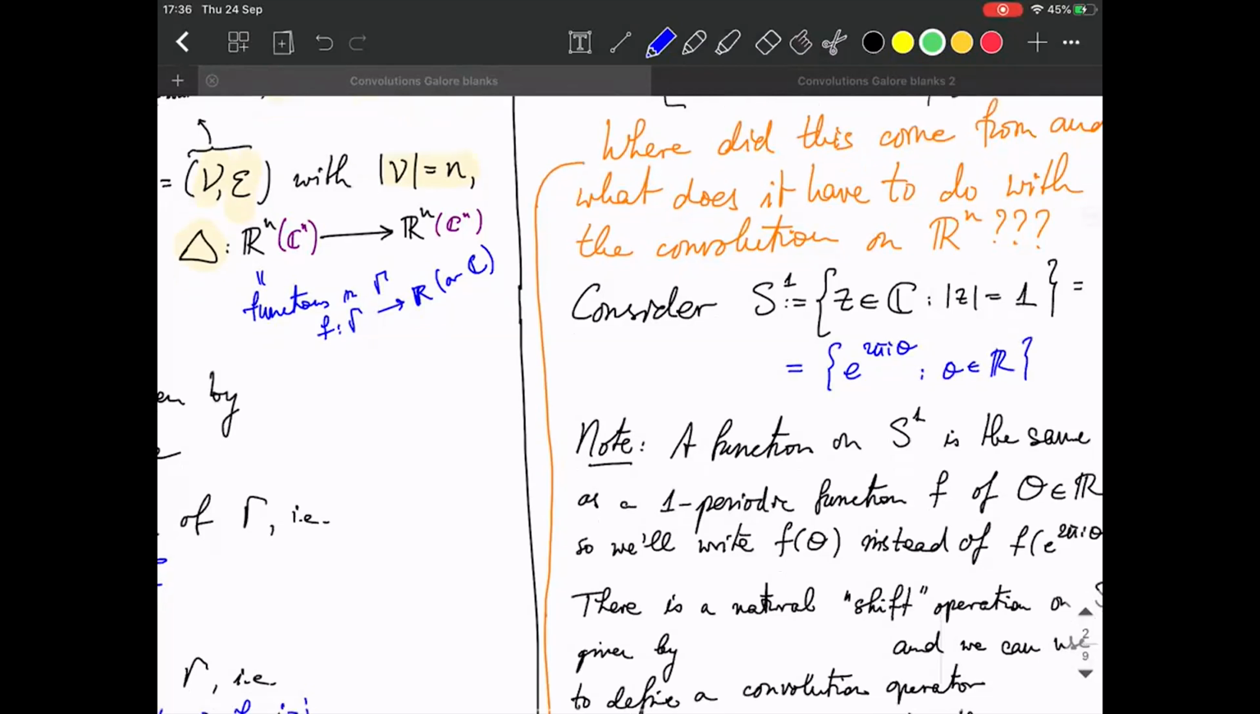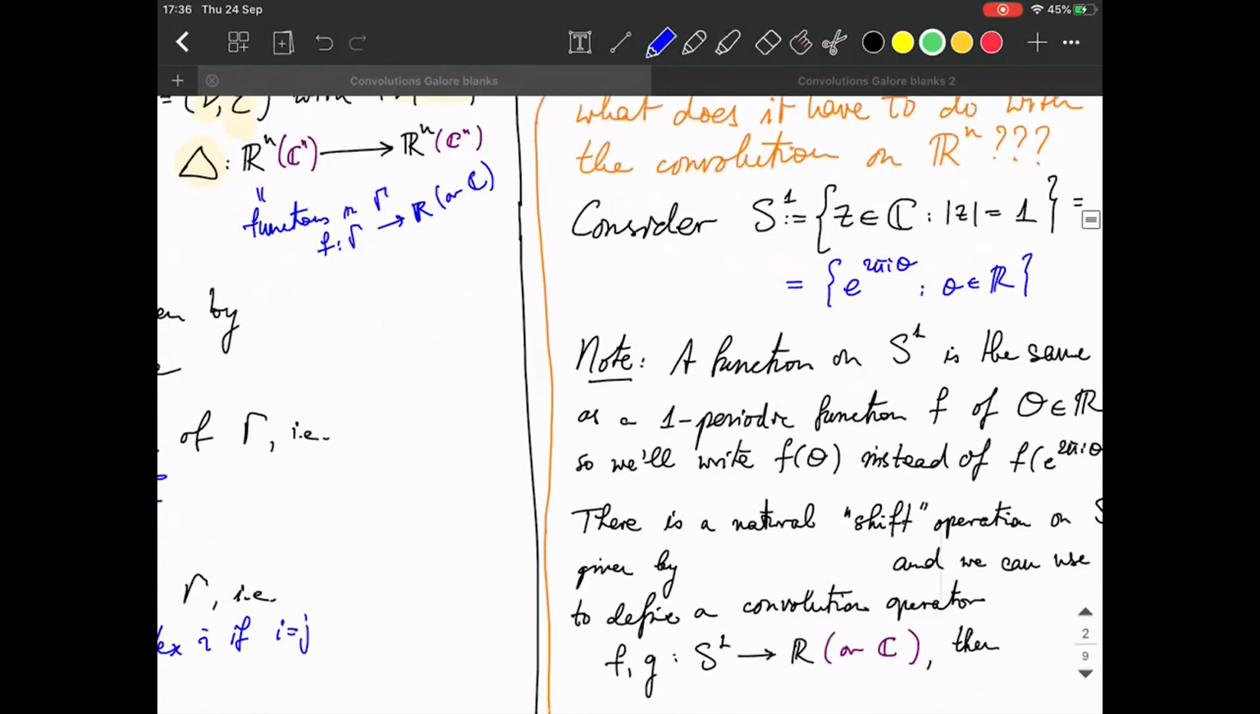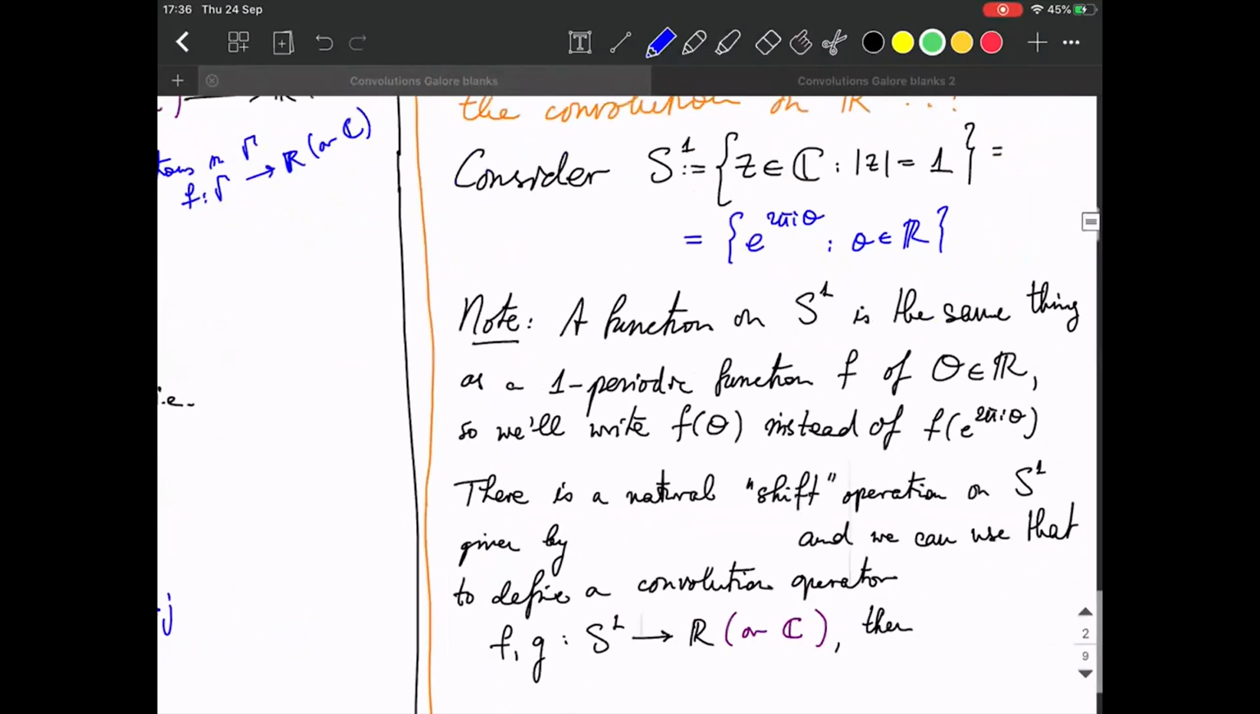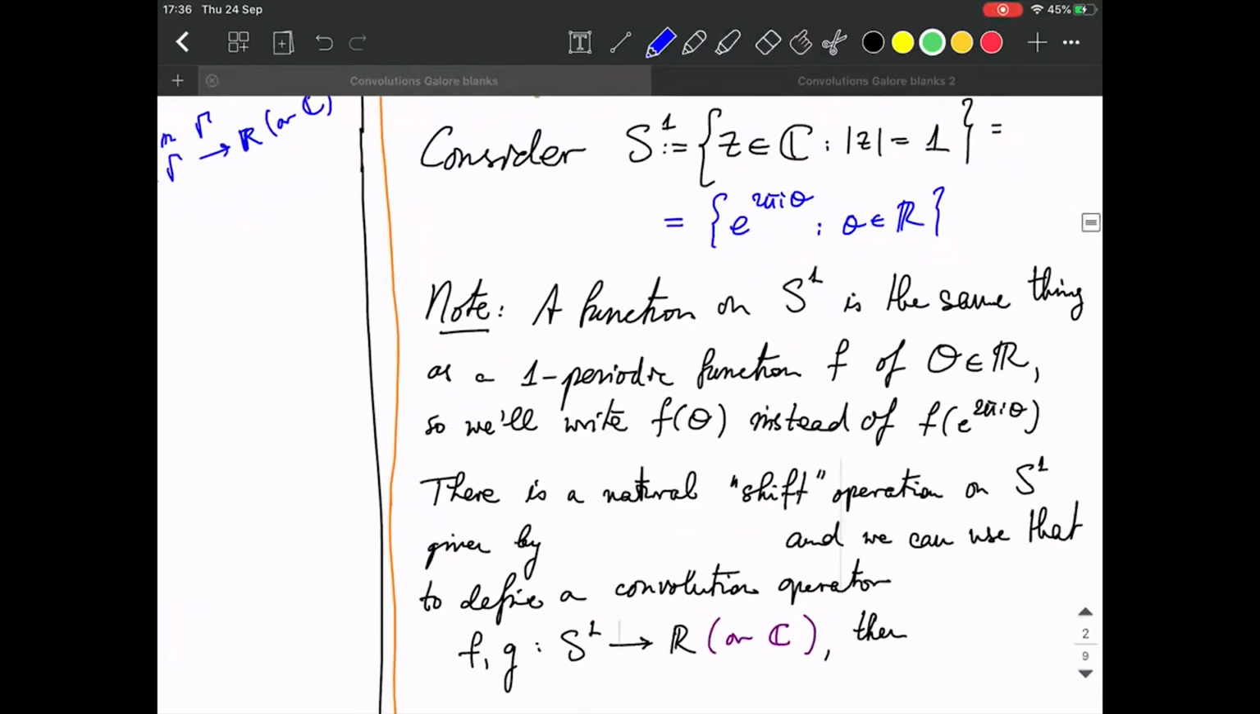Right, so it's just e to the 2 pi i theta. And now notice that a function on the circle is the same thing as a one periodic function of this angle theta. So whenever I discuss functions on the circle, I will write f of theta instead of f of 2 pi i theta, just for convenience.